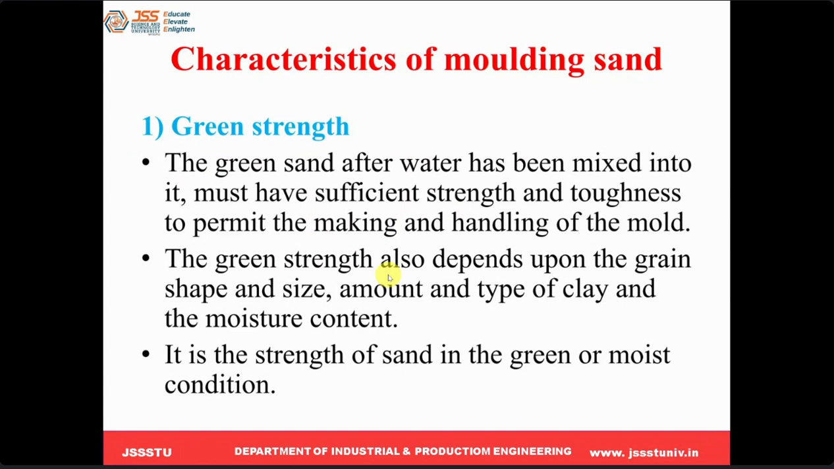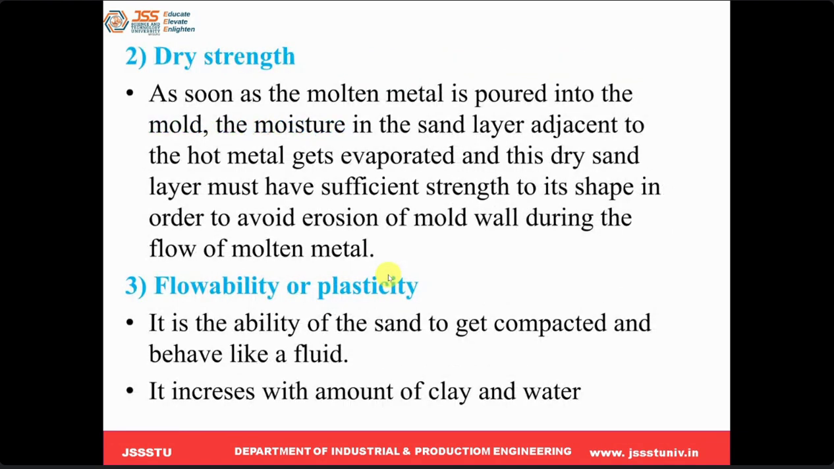Green strength means once the mold is prepared and mixed with binding, it should have enough strength to hold the sand in the molding box. When you lift the molding box, it should not come out. So you should hold all the sand particles together. That is called green strength. It depends on the grain size of the sand, along with the moisture content we are going to use.